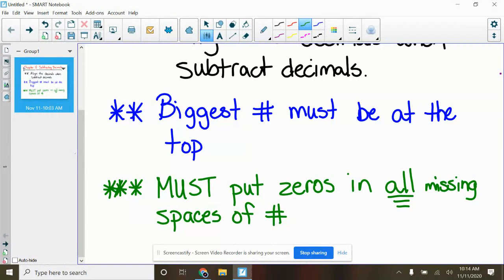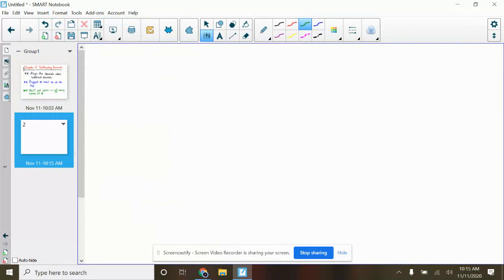Now, because it will help to see an example of what I mean by that, some of you are knowing exactly what I mean, but then there are some of you that are not super sure. So I'm going to give you an example to show what I mean with all three of those rules, okay? So, let's copy my example. Give me a new page. All right, so here's my example.